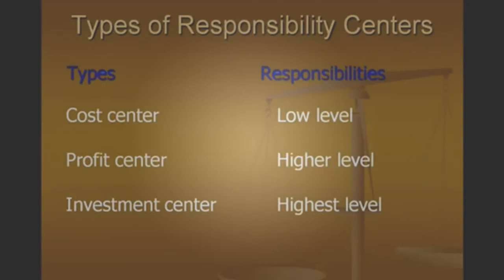How is it categorized? Categorization is based on the level of responsibility given to a manager. Cost centers have the lowest level of responsibility. Profit centers have a higher level of responsibility, and investment centers have the highest level of authority or responsibility.